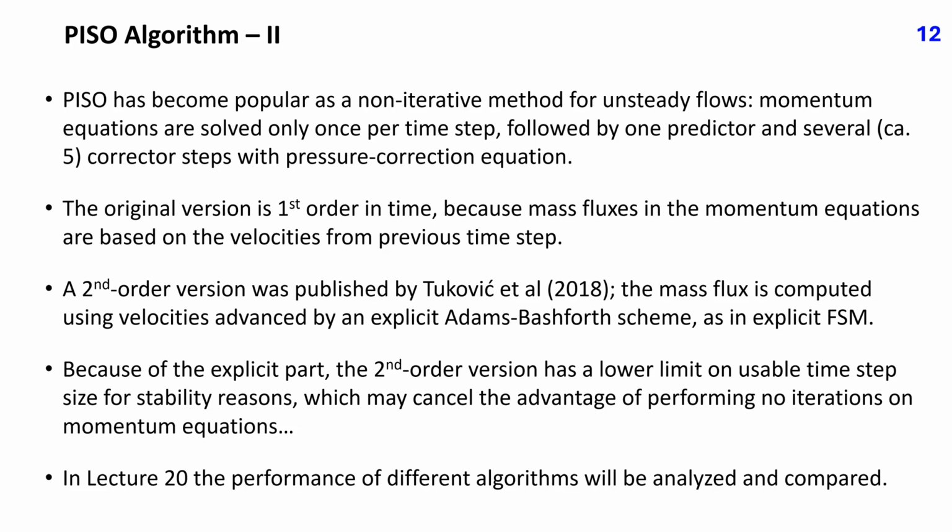A second order version was published by Tukovic et al. in 2018. The mass flux is computed using velocities advanced by an explicit Adams-Bashforth scheme, as in explicit fractional step methods. Because of the explicit part, the second order version has a lower limit on usable time step size for stability reasons, which may cancel the advantage of performing no iterations on momentum equations. In lecture 20, the performance of different algorithms will be analyzed and compared.